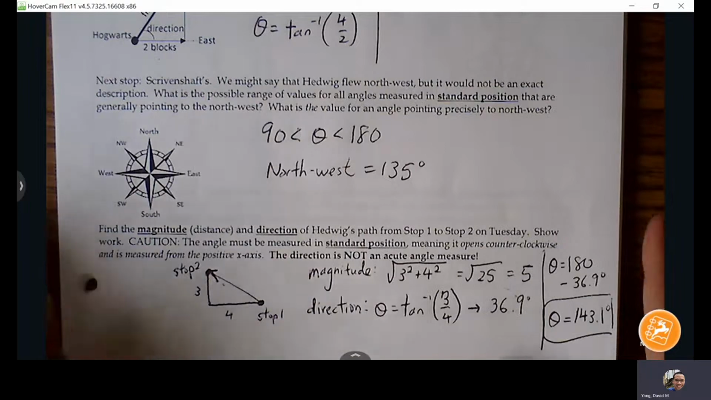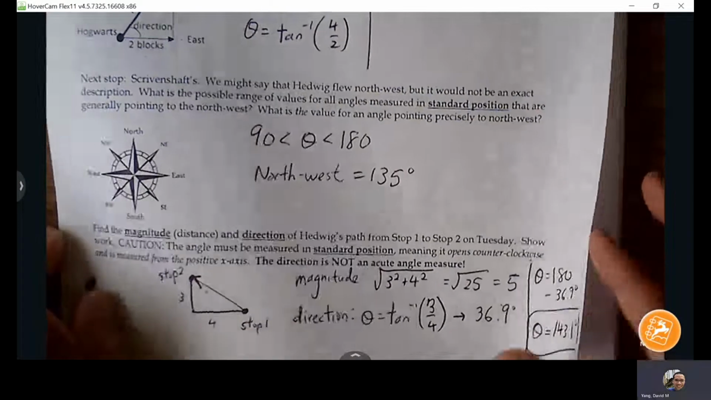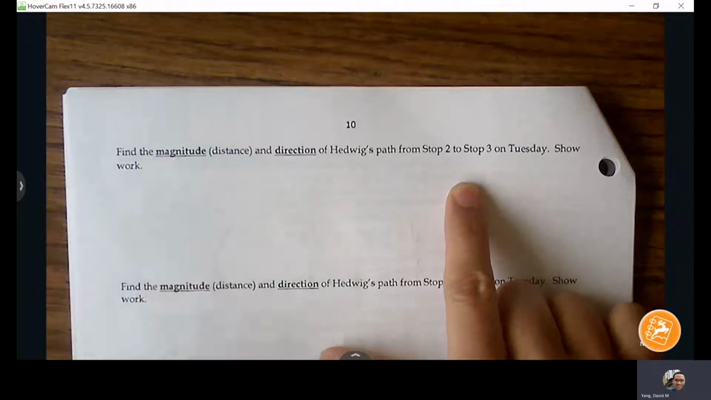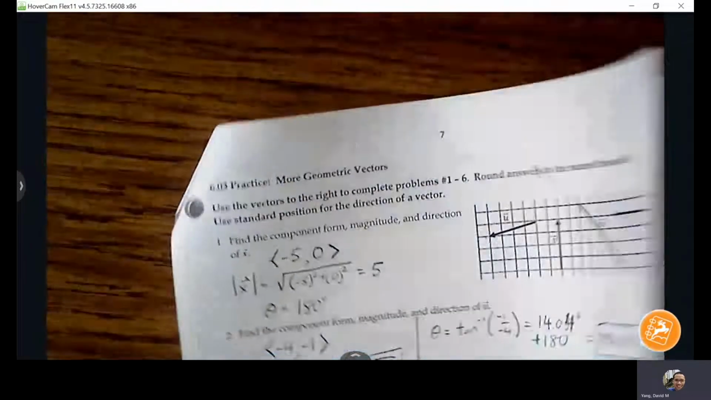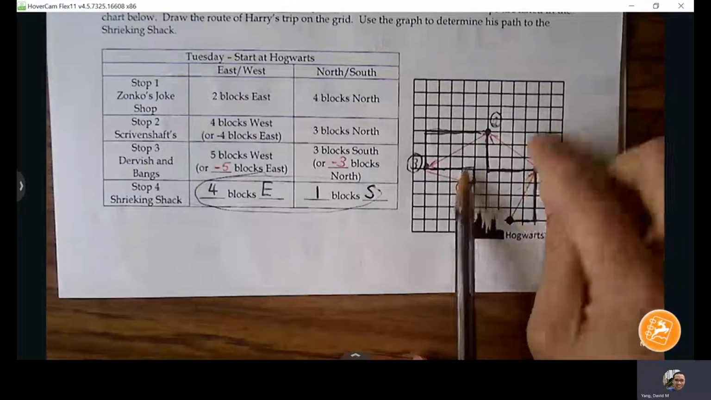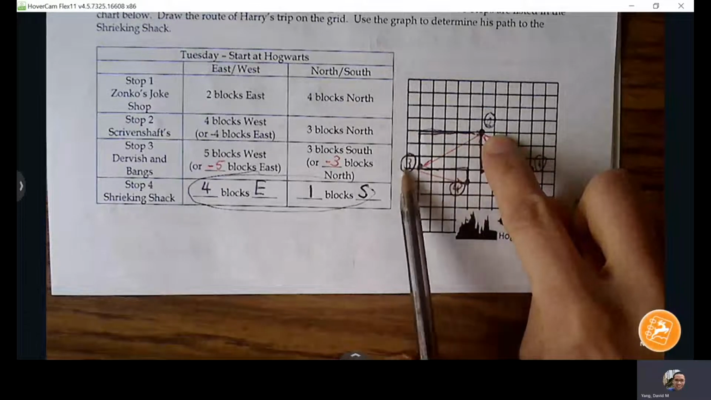Okay, more of the same on page 10. Anybody still need this page? All right. Magnitude and direction from stop 2 to stop 3. So go back to your diagram. Look at what you created from stop 2 to stop 3. Okay, there's my stop 2 to stop 3, right? There's my triangle.